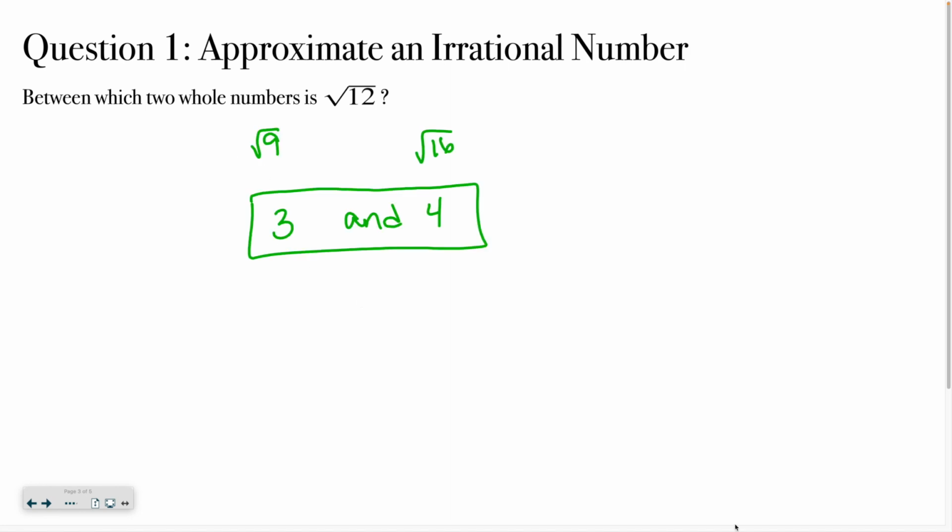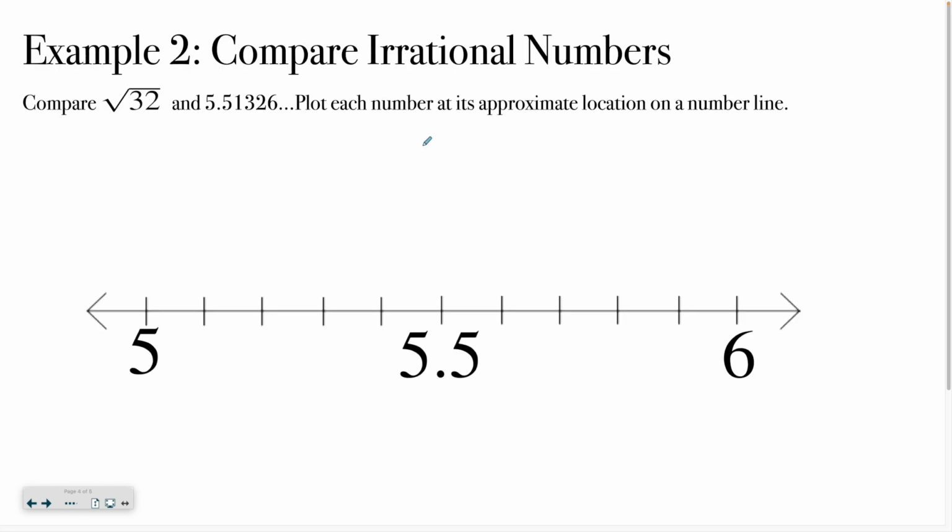Alright, for this problem, hopefully you said that the square root of 12 is between the numbers 3 and 4. And the reason it would be that is 3 squared is 9, so the square root of 9 is 3, and the square root of 16 is 4. And 12 is going to be between 9 and 16. If you have questions about that, please be sure to ask for some help. I am happy to help you.